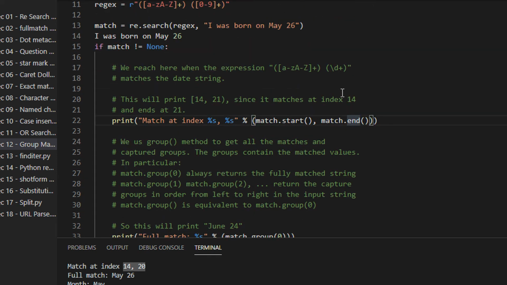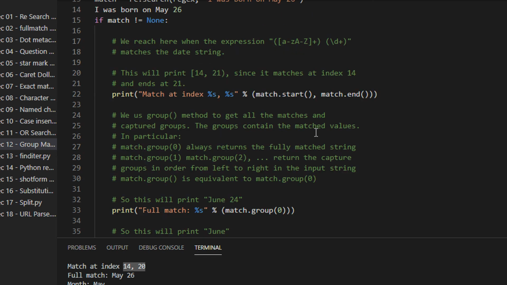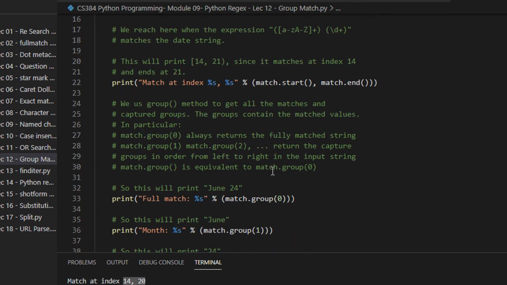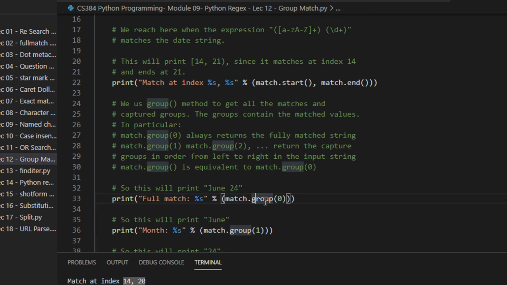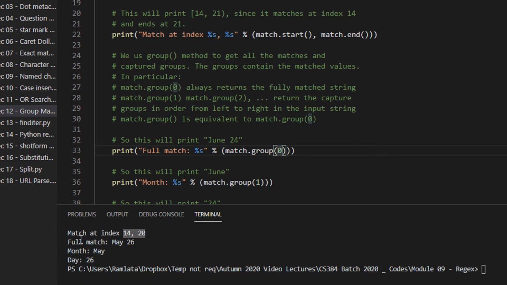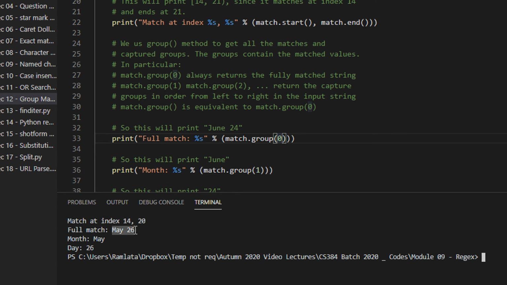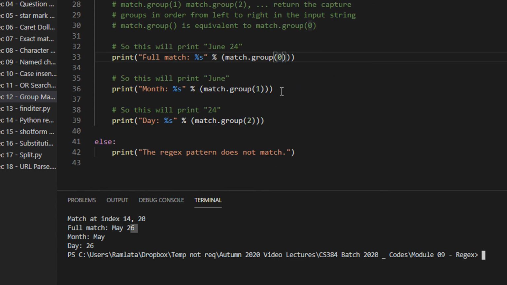Now what Python does internally is, for example, I am using these round brackets here. Python internally divides a long regular expression into groups. What do I mean by group? The first group is known as group 0. Whenever I get a match, the match group of 0 represents the entire match. So I'm writing full match, and that says the entire regular expression matched May 26. This is known as group 0, which is the exact string that was matched. Within this group 0, there can be different groups, like May and 26, which we get through group 1 and group 2.